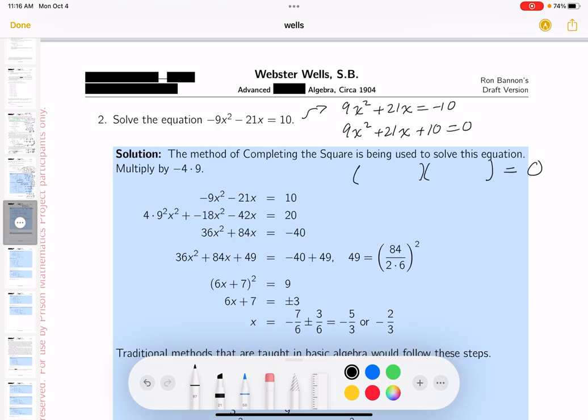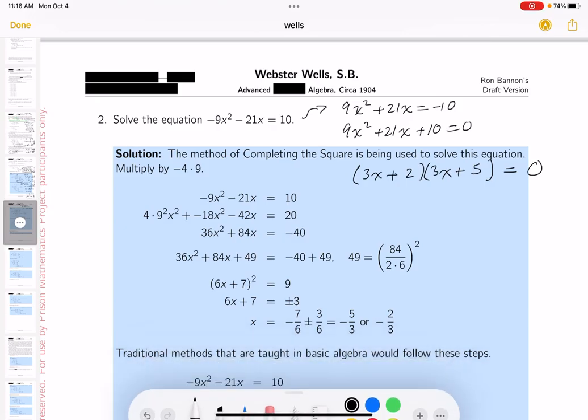I'm going to say 3x and 3x. And I'm going to say 5 and 2. Plus, plus. Let's see if it works. 9x squared. That worked nicely. It always does, by the way. 15 plus 6 is 21x. That worked nicely. And you do get 10.